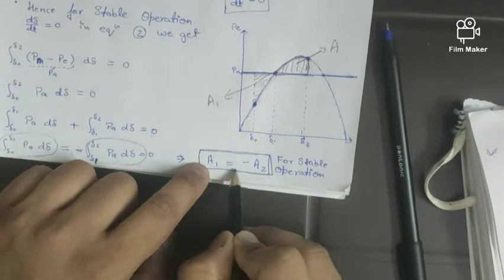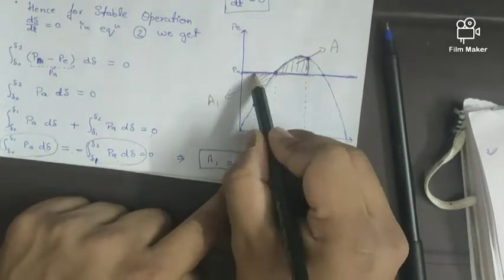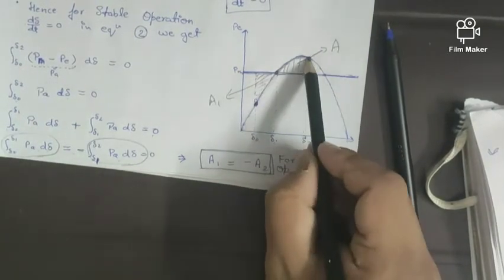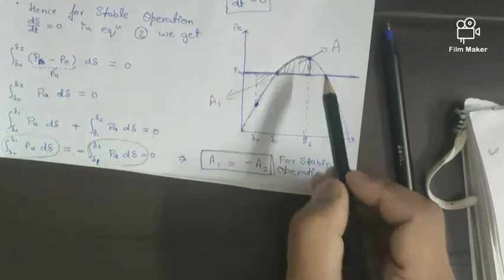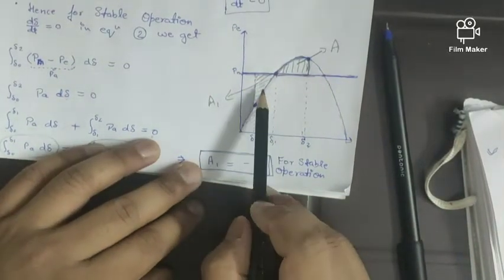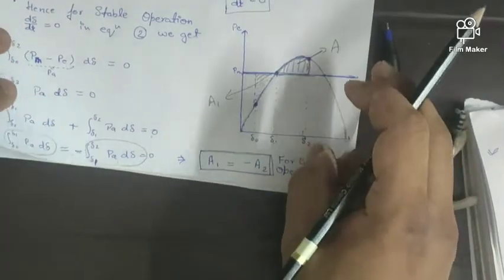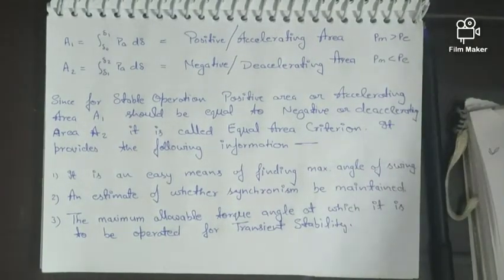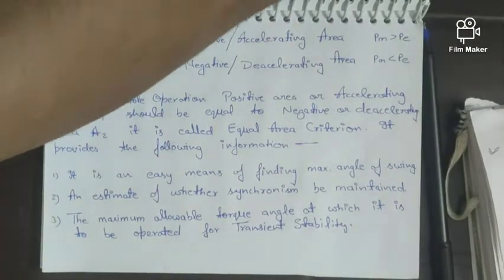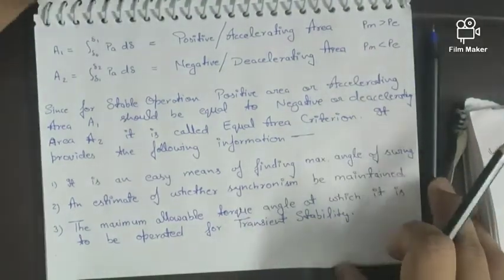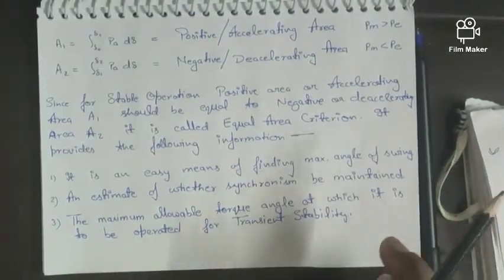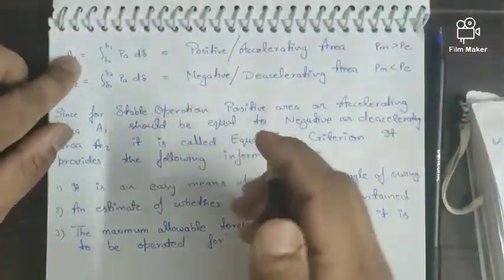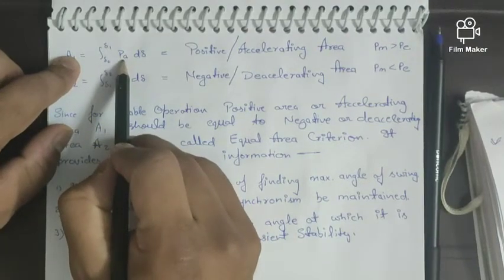If positive area is equal to negative area, this is positive area where P mechanical is greater than P electrical, and this is the negative area where P electrical is greater than P mechanical. So for stable operation, these two areas should be equal. Okay. So we can see that this A1 is the positive area, which is the integration of P mechanical minus P electrical.